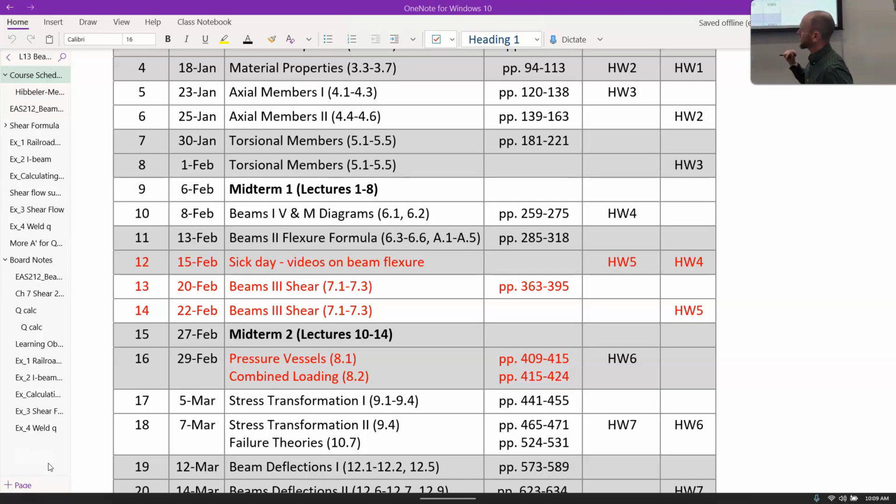Also, in reference to midterm two, I did post a sample midterm. It's like last time. It's sample problems like you might encounter on a midterm. It's not intended to be the same length as the midterm. It's probably longer than the exam you will have. But if you wanted to look at some more problems to practice, that's available.